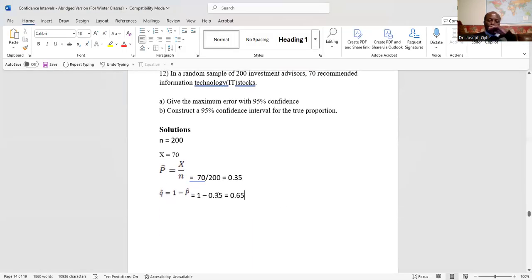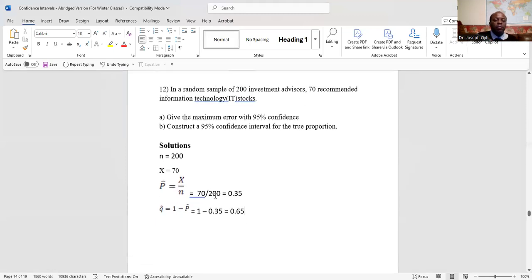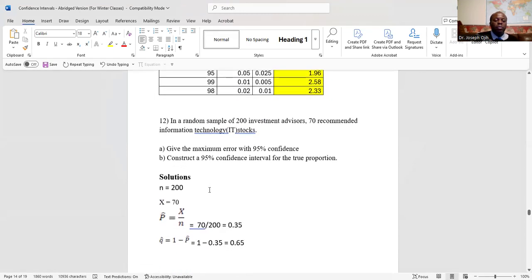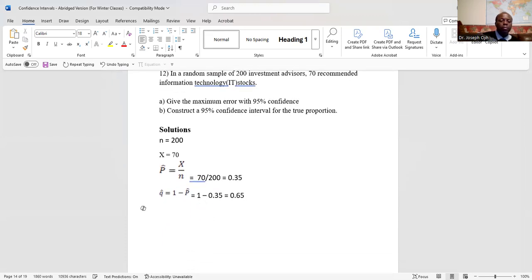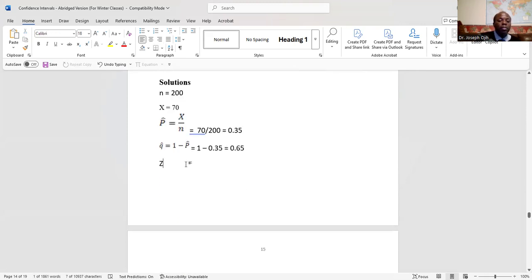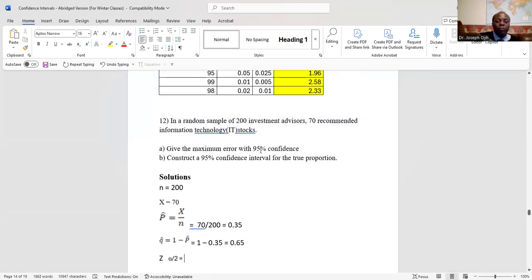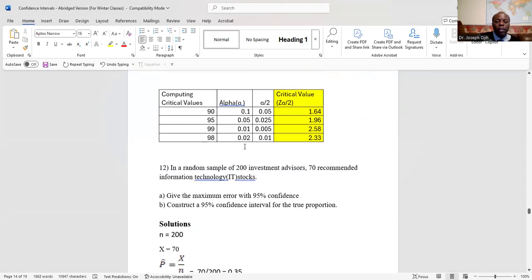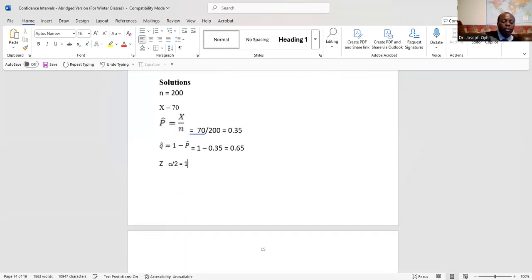Now, the next thing we need to find, because we need the error margin, is z alpha over 2. Look at the alpha. It's right here actually. Z alpha over 2 equals, now it says we're looking for 95% confidence. So for 95%, the critical value is 1.96.